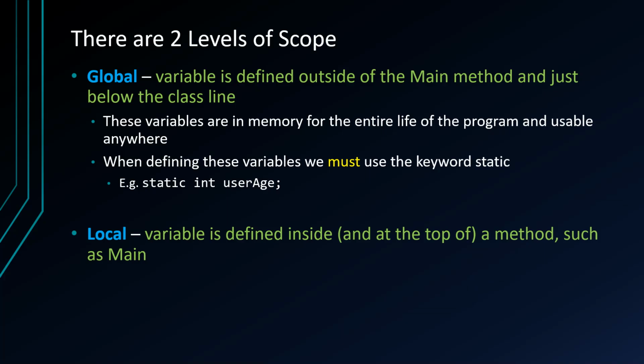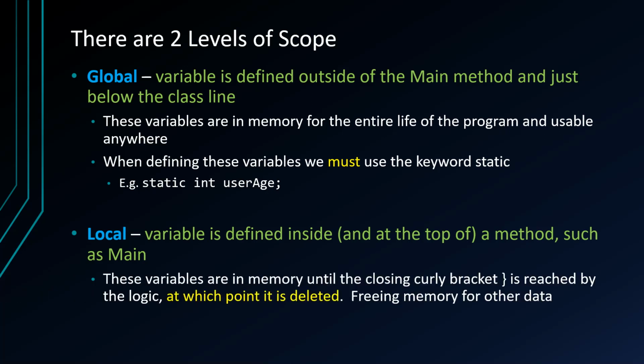So, local variables: a variable that is defined inside and at the top of a method, such as main. These variables are in memory until the closing curly bracket is reached by the logic, at which point it is deleted. It's actually kicked out of memory. It doesn't exist there anymore. It's also kicked out of the C# dictionary. It doesn't exist there as well. This actually frees up the memory for other data and other programs. So not only does that free the memory for our program, but it actually frees it up for any program that's currently running on the computer.